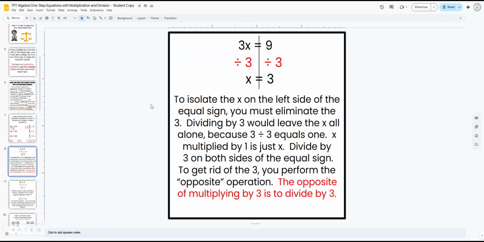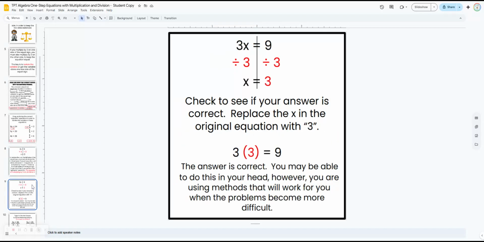And then it shows here to isolate the x, we're dividing both sides by 3. I always have my students, when they're doing this on paper, draw a line through the equal sign, and that way they can easily see the two sides. So here the opposite operation would be to divide by 3. And then this is how they check their answer.